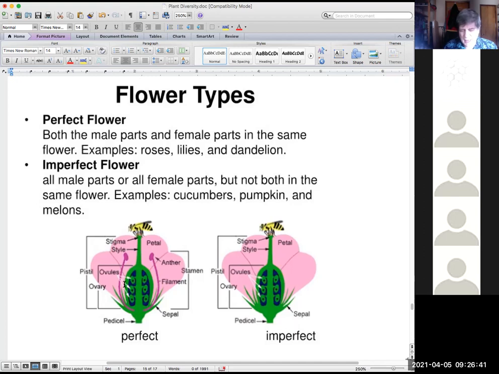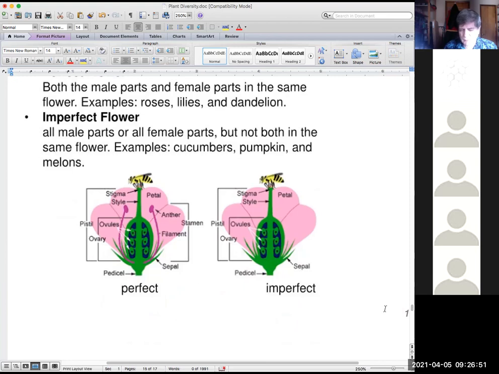If you're looking at some older references on plants, you might see the pistil called the carpel. That's another name for it. So this is a perfect flower. Now, the reason that this is a perfect flower has nothing to do with the sepals or the petals. It's a perfect flower because it has both male and female reproductive parts.